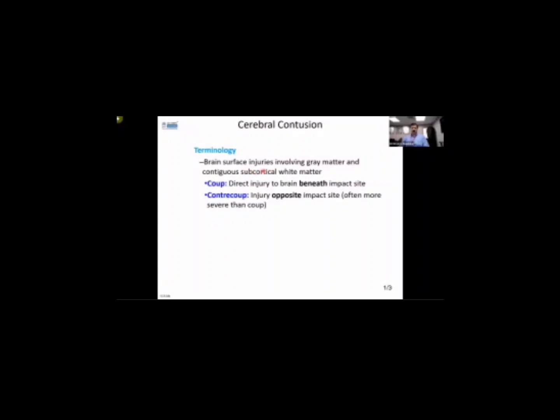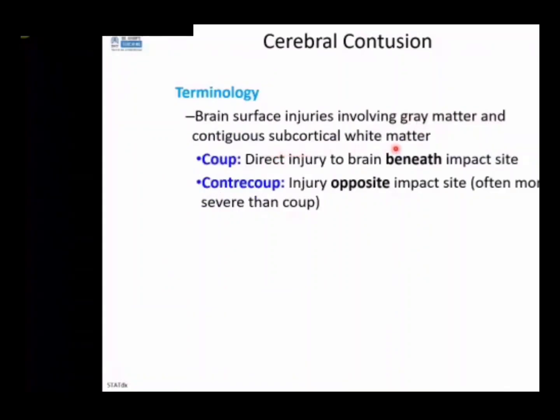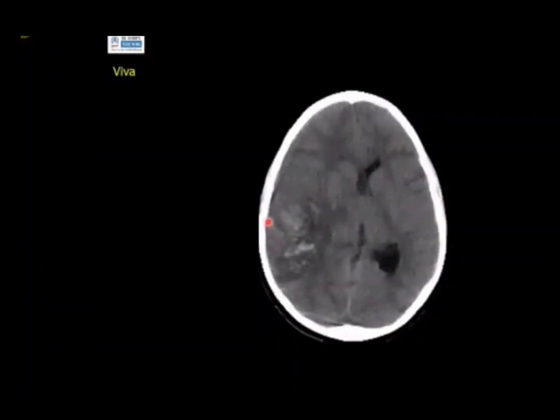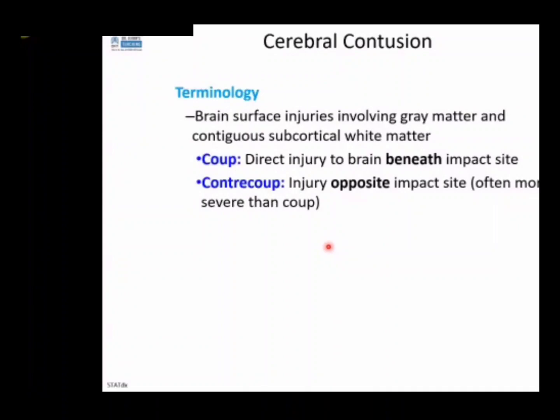The terminology is that brain surface injuries involve gray matter and contiguous subcortical white matter. This is the key concept. The surface has to be involved, and with that, white matter is involved. So if you go here, this must be involved, and then everything else is involved. So this is the key concept.